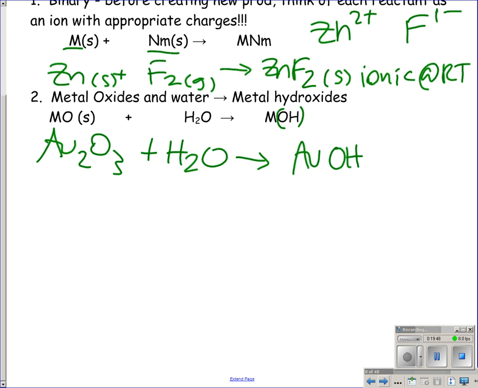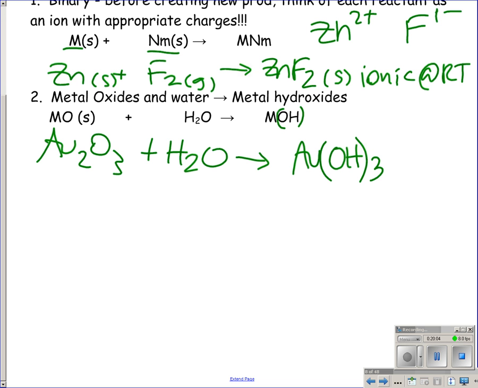The subscripts. Okay, hydroxide has a 1 minus charge, so that stays a 1. We're good. But what did I just tell you gold formed? 3. So that's going to be gold 3 hydroxide, or just gold hydroxide. Okay, is this balanced? It doesn't look like it.